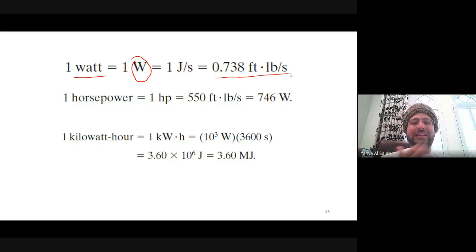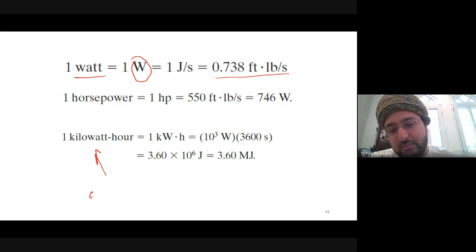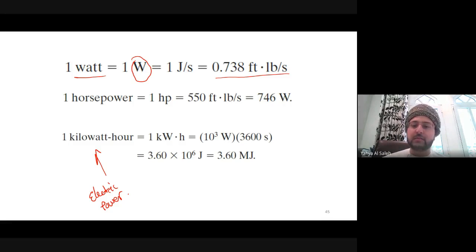A kilowatt hour is how many kilowatts this device uses in 1 hour, and this is how electric power is measured. It's equivalent to about 3.6 megajoules, so 3.6 times 10 to the power 6 joules.